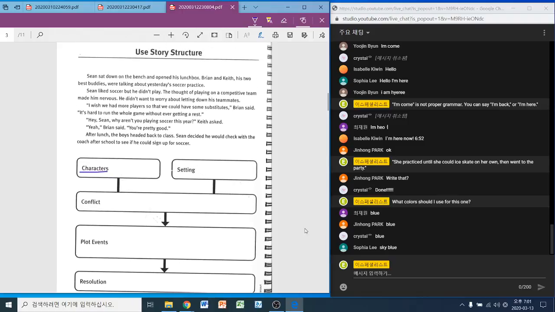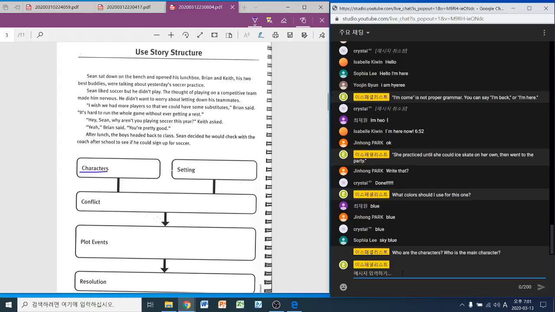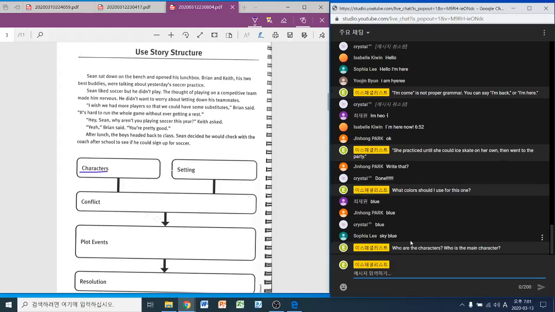Okay. Characters. Who are the characters? Who is the main character? Who are the characters of the story? Answer, please.